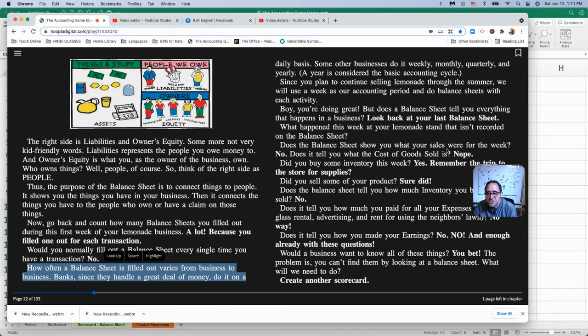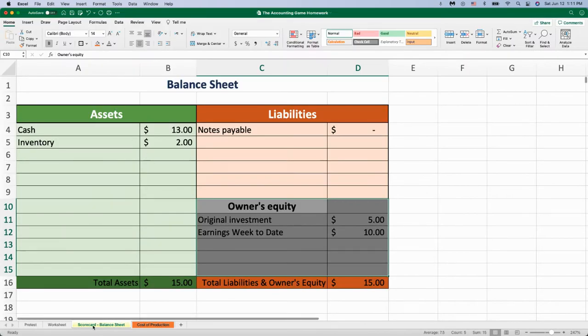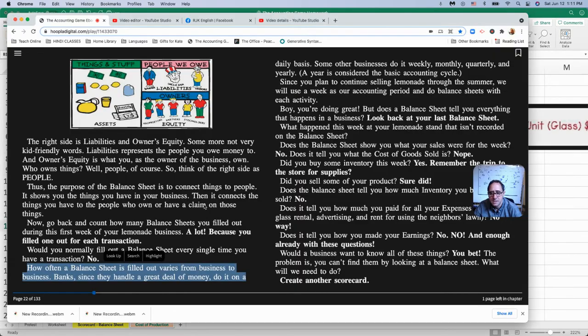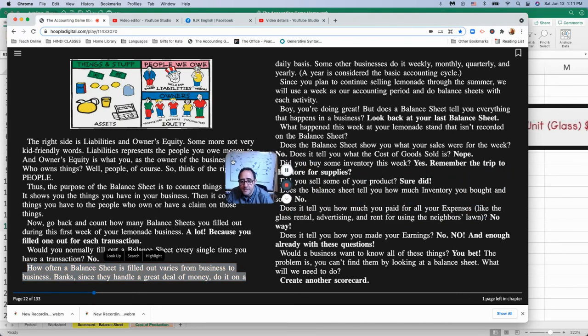Does the balance sheet show what your sales were for the week? No. Does it show me cost of goods sold? No. I had to put those separately, right? Here's my cost of units. Here's my expenses. It doesn't show me any of that, right?